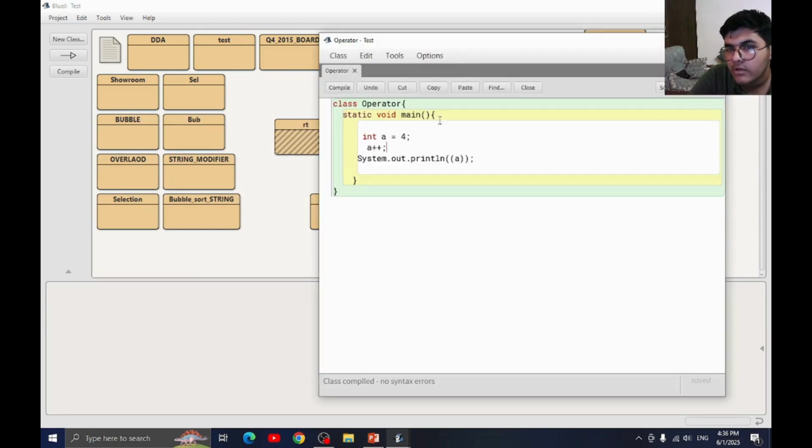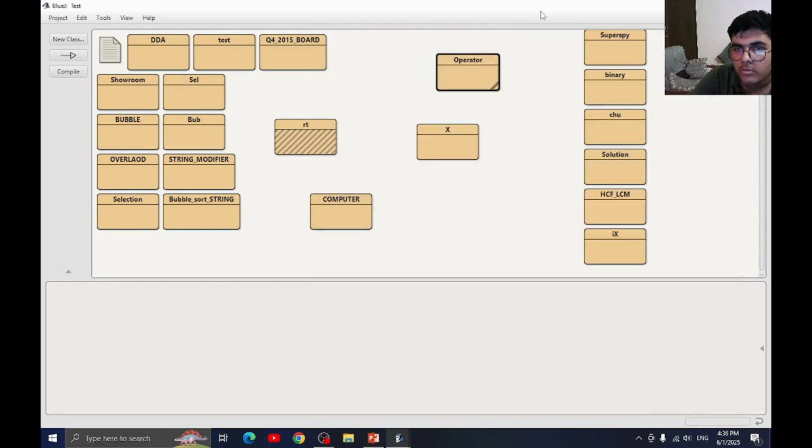Now what is happening in this program? 4 has been stored in a, then a is being incremented by a value 1, and system.out.println is printing the updated value of a, which is 5. And what if we place this plus plus not after but before a? Then also the output is going to be the same.